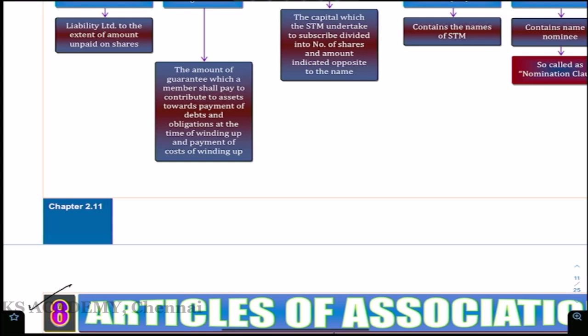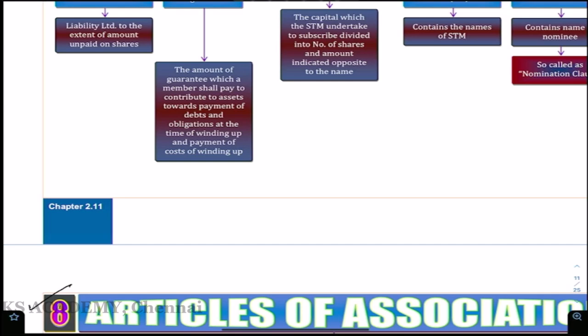The model article is given by which schedule? No, that is Table F. Schedule 1. Okay, see them and answer the question. How many provisions are there in model articles? 91. Very good. Next, can I change any one of the 91?